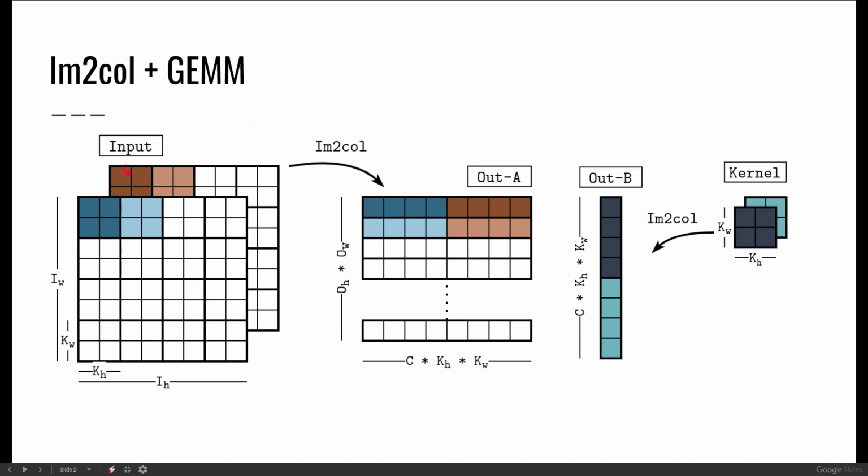For the input, you basically take each patch in which a kernel would be applied, and you turn that into a row, and each kernel will become a column. You do that for every kernel, so you get multiple columns, and then you can just multiply those two matrices and you get the result for convolution.